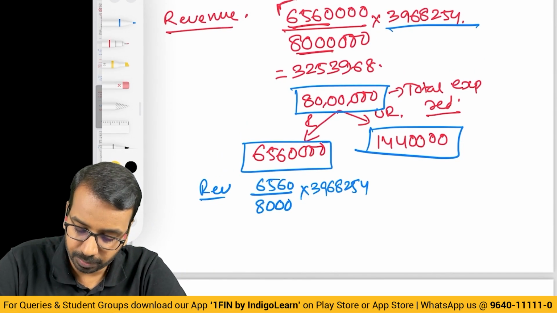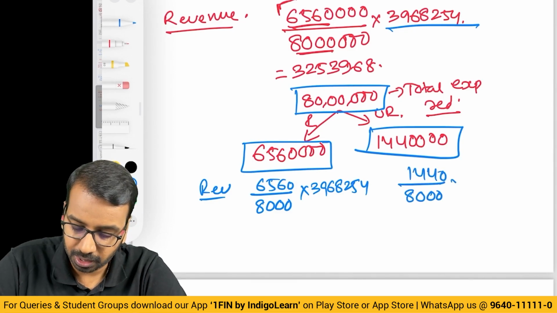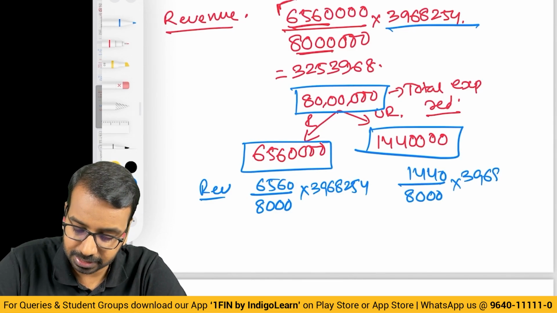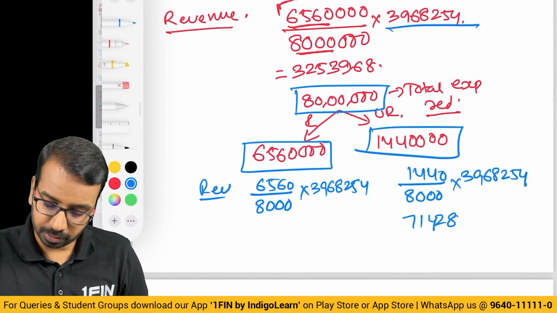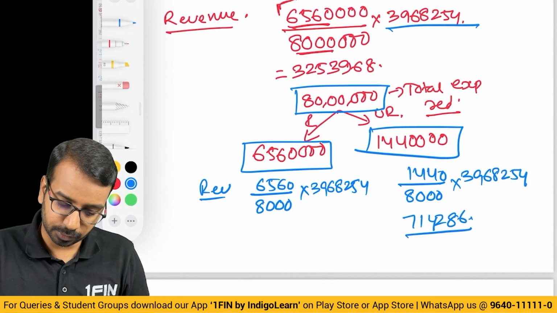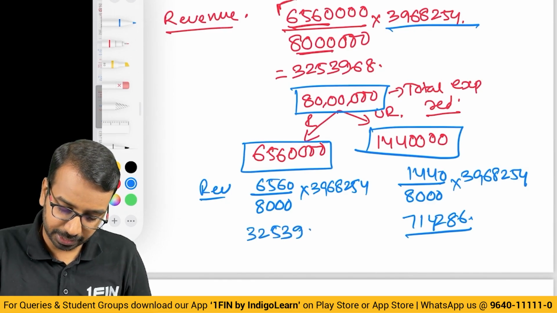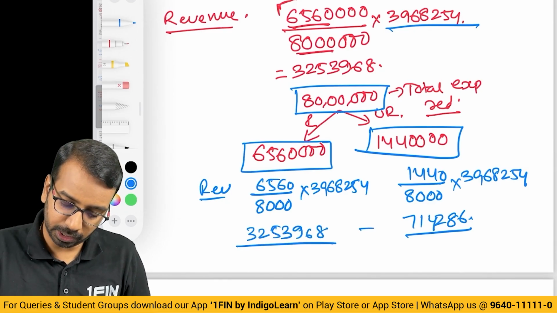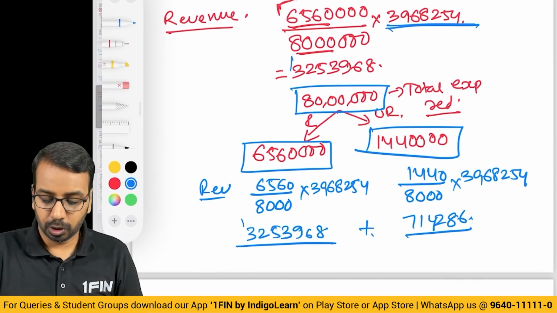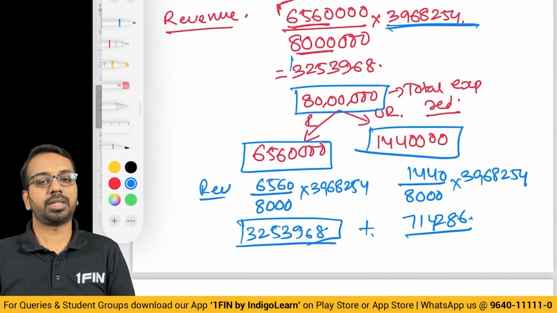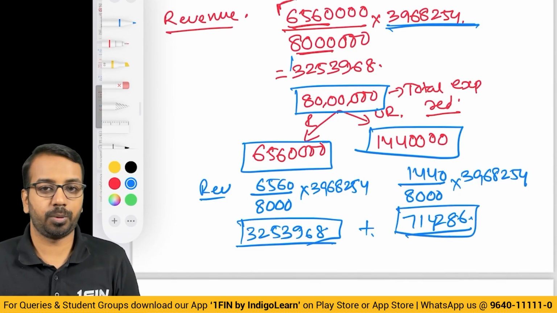And liability will be 1440 closing balance divided by 8000 multiplied by 39,68,254. So 714,286, and revenue comes out to 32,53,968. If you do the total, this plus this, you will get 39,68,254. So you will recognize revenue of 32,53,968 and you will continue to show a liability of 714,286.